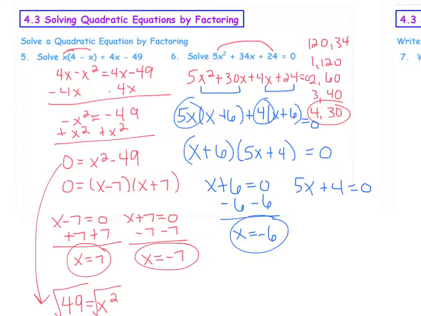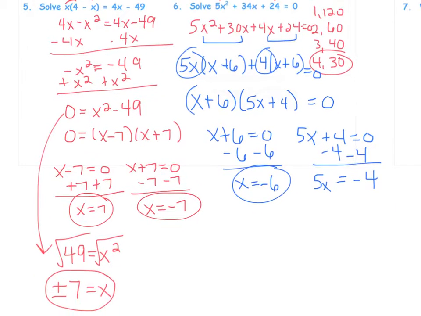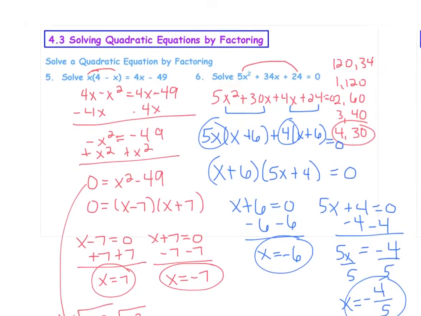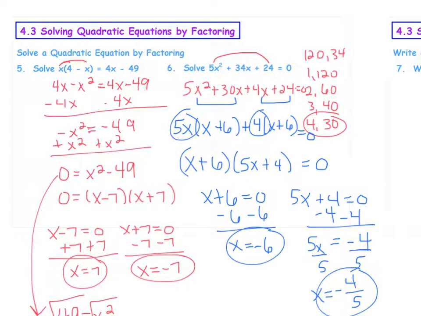And then this one over here is not so obvious, so you need to actually set it equal to 0 and work it out. So you subtract 4, 5x equals negative 4, divided by 5, and x equals negative 4/5. So if you plug in these two numbers into your original equation, it will make it true. And so that means that's the answer to that equation. Same thing on this one over here. Okay, now we'll get into what's new, which is working backwards.